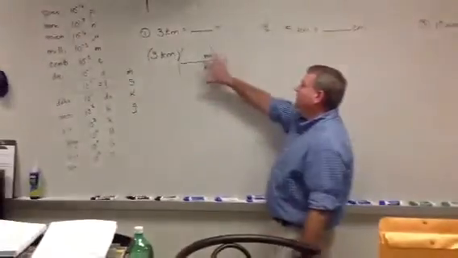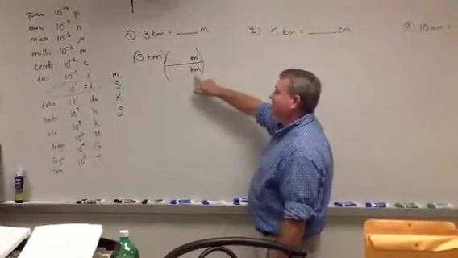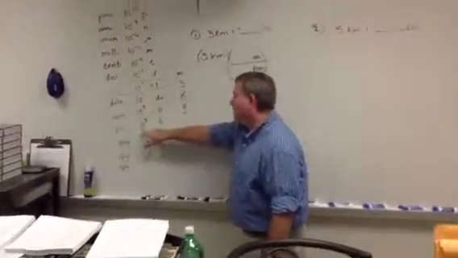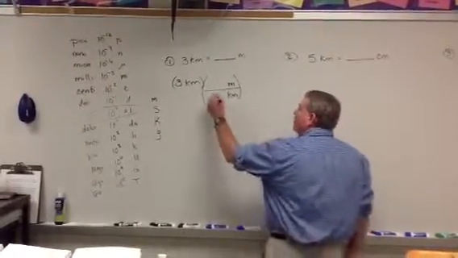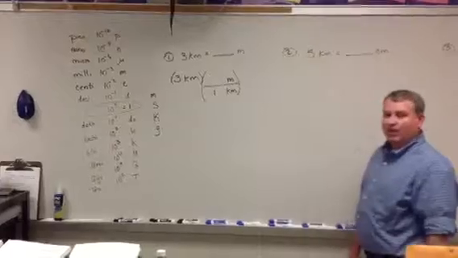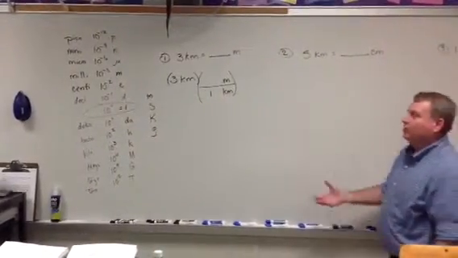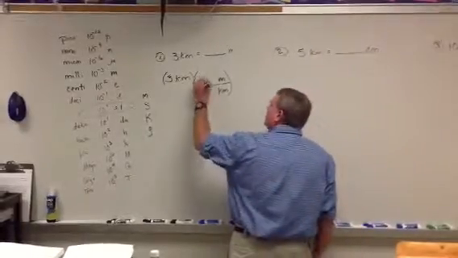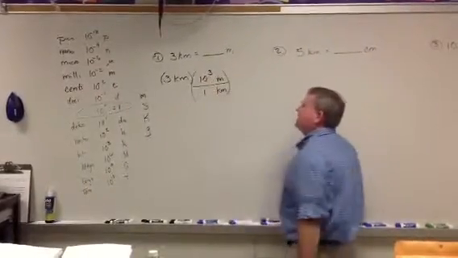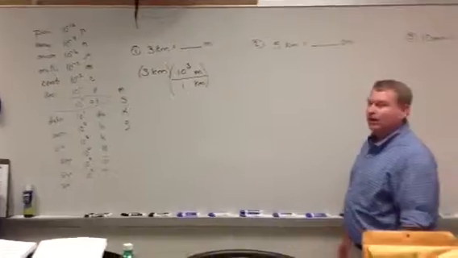Now, then you look at this and you say, okay, what does kilo mean? Kilo is 10 to the third, which is 1,000. So it's larger than a meter. The larger quantity always gets the 1, and the other unit always gets the number that the prefix represents. So kilo is 1,000. That means that it takes 1,000 meters to fit in 1 kilometer.